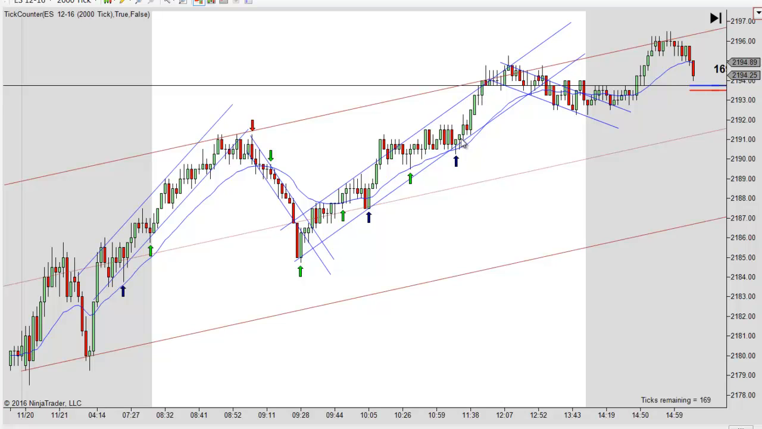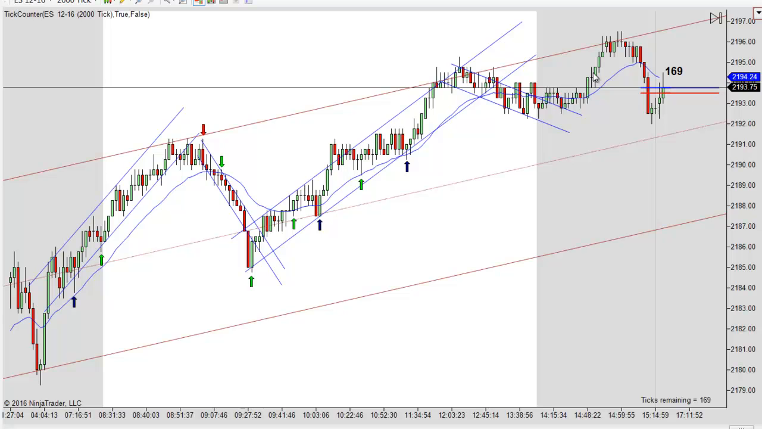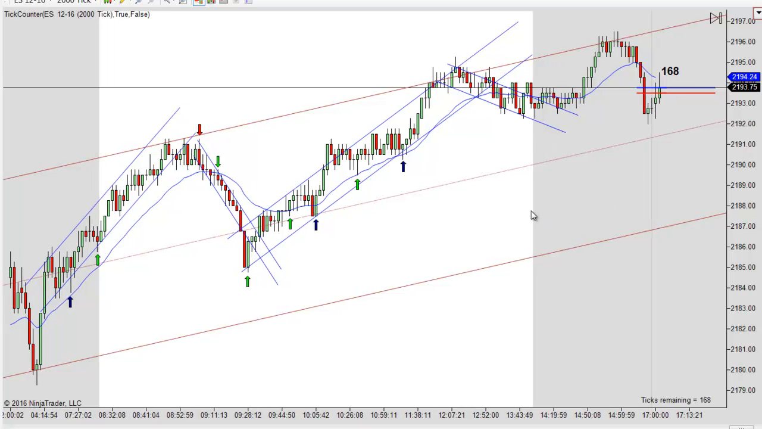And that's exactly where it goes. It actually overshoots it, but we're shooting for that measured move. It ended up having to pull back and push up one more time to get it, but it did work out.